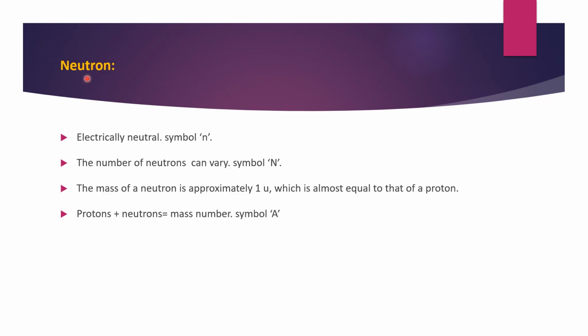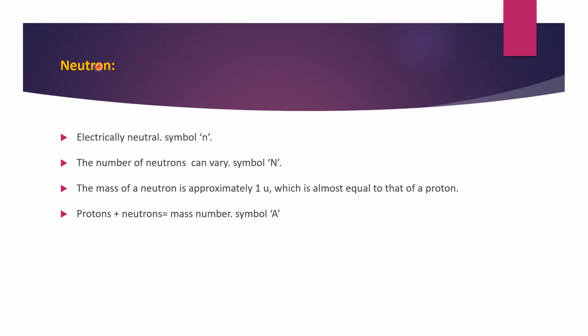Neutron. Okay, in the nucleus two subatomic particles are there, one is the proton and the second is the neutron. The name itself suggests that it is electrically neutral. Okay, it is neutral in charge. Neutral means it is neither positive nor negative. So electrically neutral, and its symbol is small n, small n.